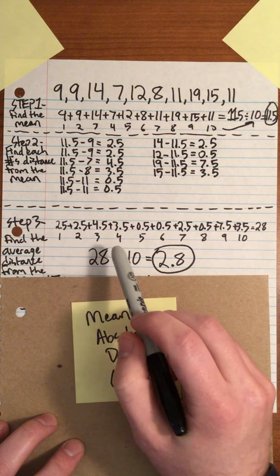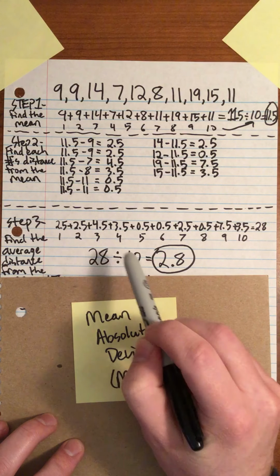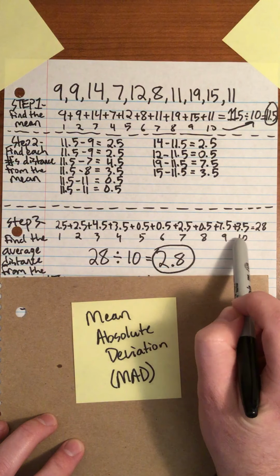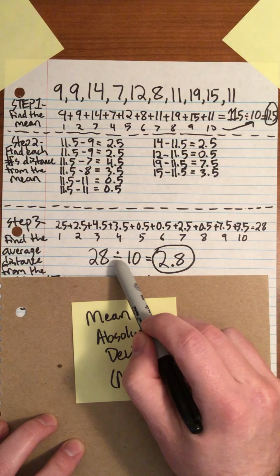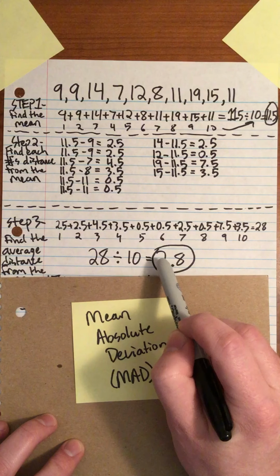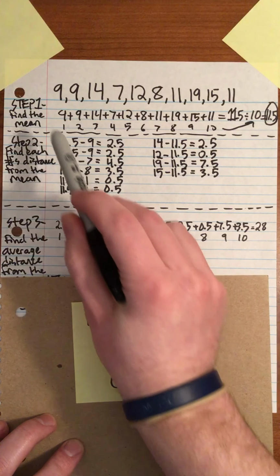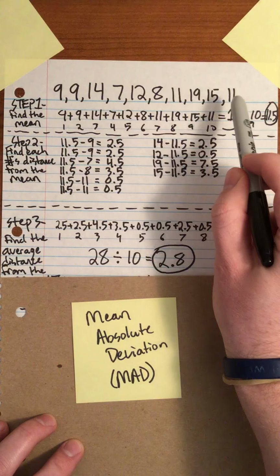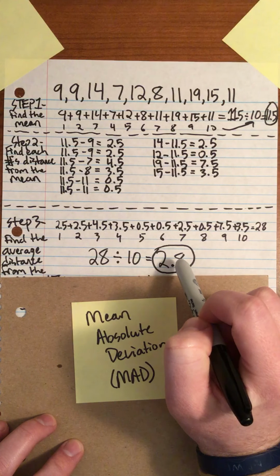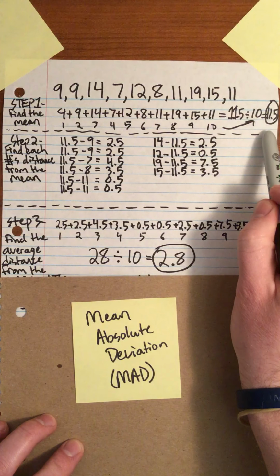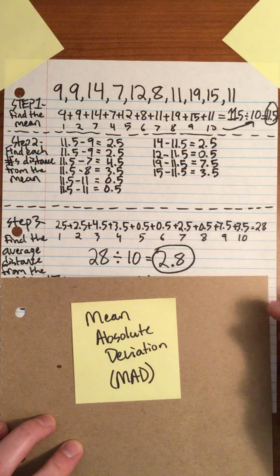Now to find the average, I have to divide by how many numbers there are. We see that there are 10 numbers, so 28 divided by 10 equals 2.8. So this means on average, each of these points are 2.8 away from our mean, which is 11.5.